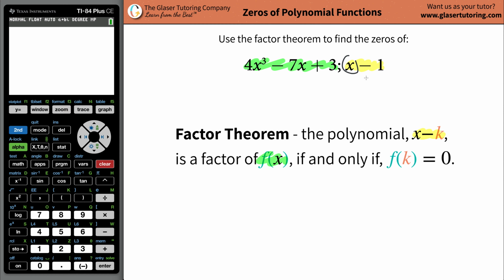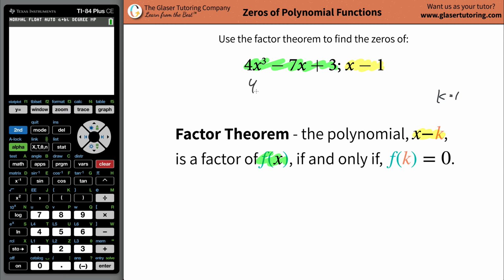The x lines up, this is negative, that lines up, and then 1, right? So k is equal to 1. So basically, if you were to put 1 there, if you were to then plug 1 into each value of x and solve it, and it's 0, then you know that this thing is a factor. So watch.